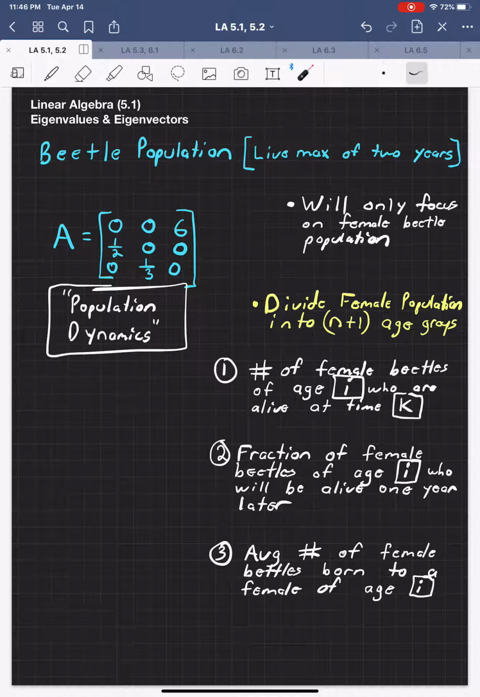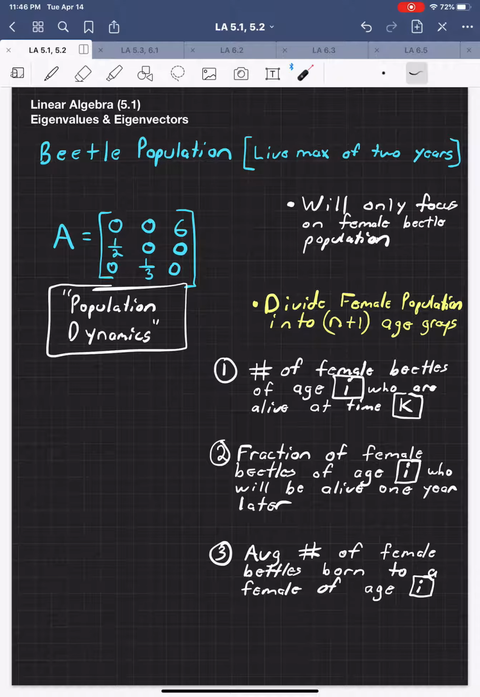Now, what I would like to do is at least offer an idea of what an eigenvalue and an eigenvector would mean in a certain application without showing you how to find it yet, okay? So see if you can follow me here. Let's assume that we're going to study some beetle population, right? And we know that the life expectancy of this particular beetle population is a maximum of 2 years.